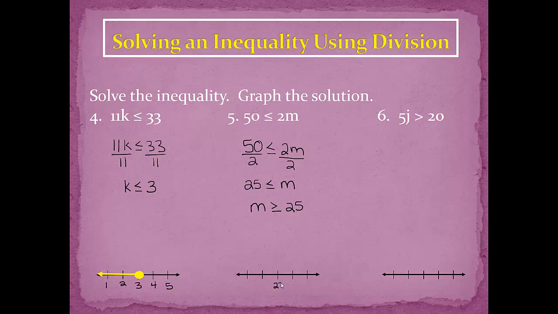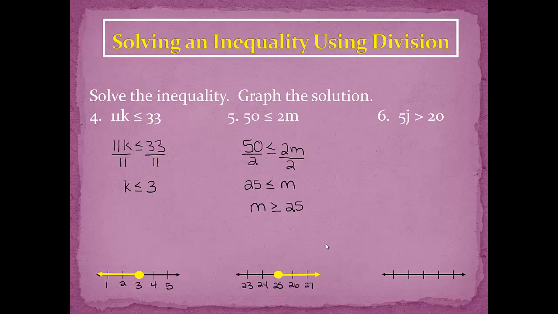So we have 25, and then to the right we have 26 and 27, and to the left we have 24 and 23. So now at 25, we will have a closed circle because our symbol is greater than or equal to, and the numbers greater than or equal to are the numbers to the right, so we'll shade to the right.